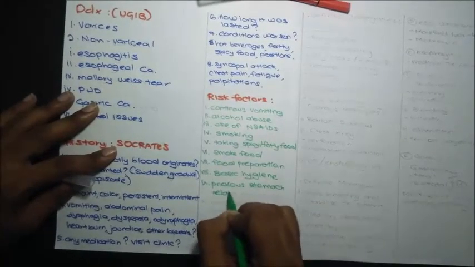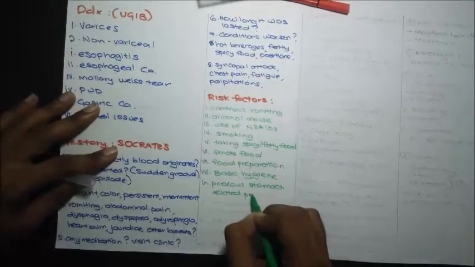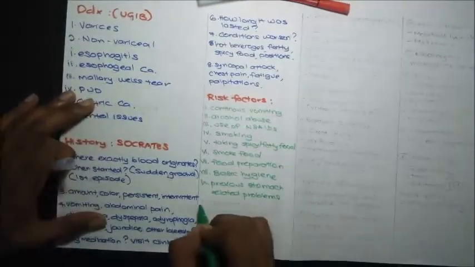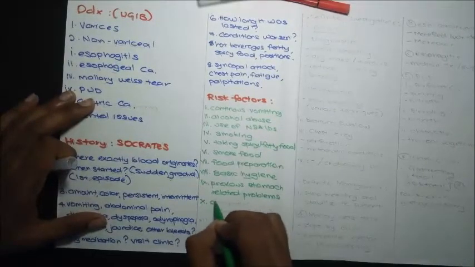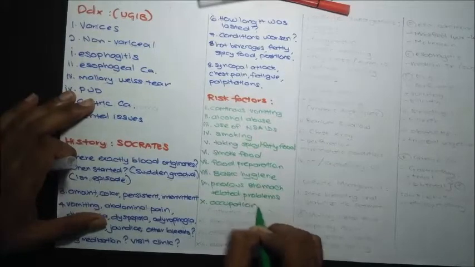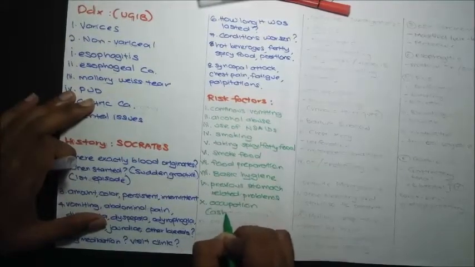Next is about previous stomach-related problems. Besides this epigastric pain, the patient may be having regurgitation or dysphagia and so on. So we need to ask the details about it, and then how it was treated and so on.